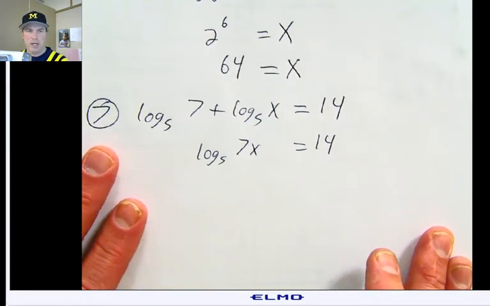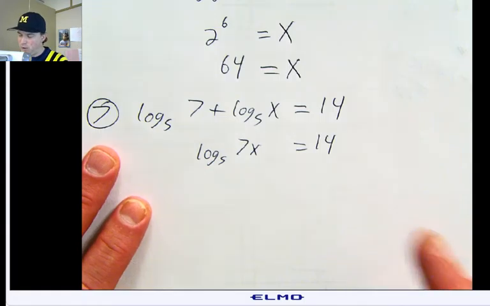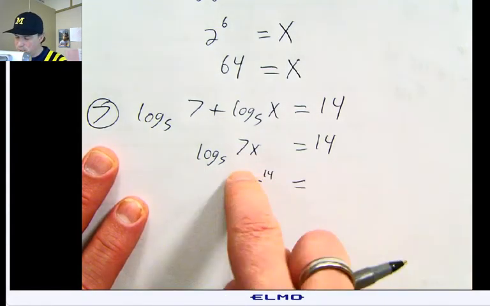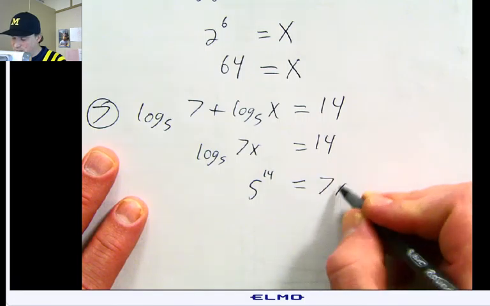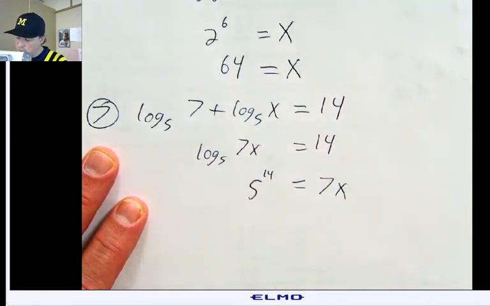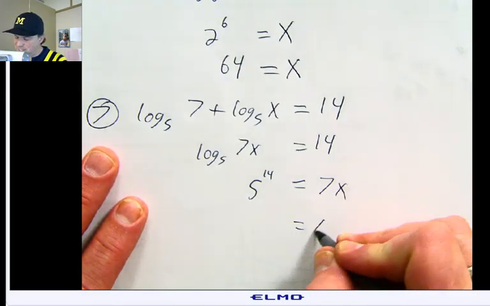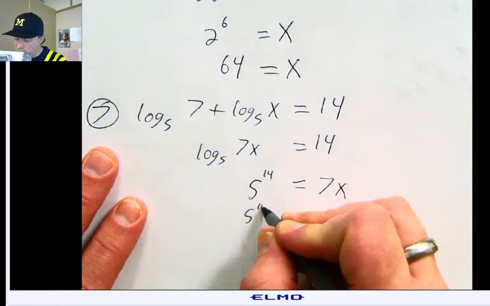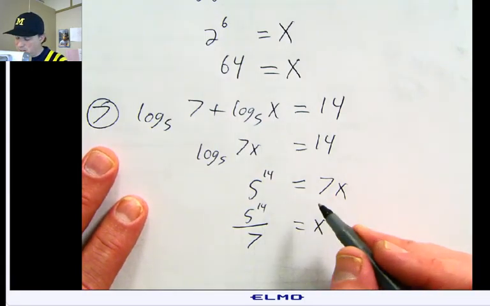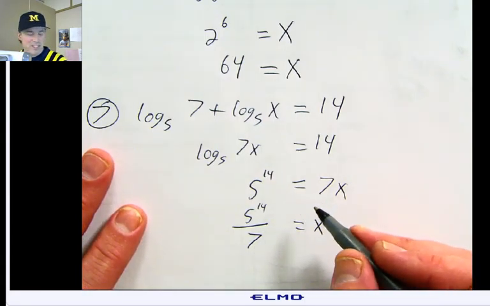Now we can go to the exponential form. 5 to the 14 equals 7x. b to the y equals x. And then divide both sides by 7. So you get 5 to the 14 divided by 7. And this is an exact answer.